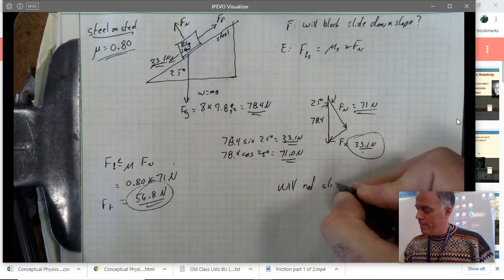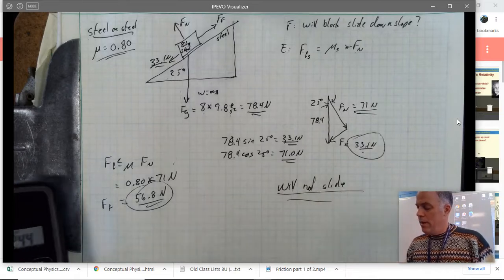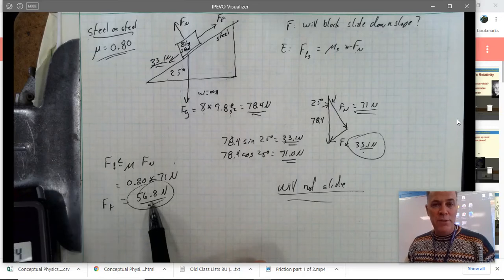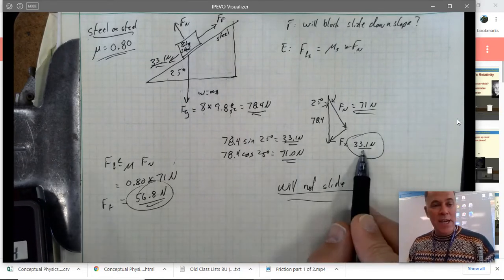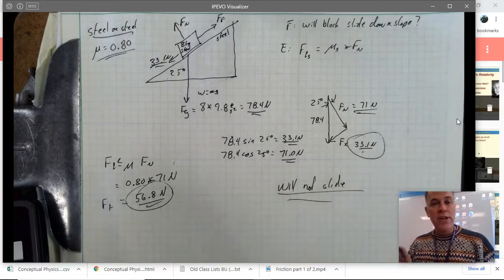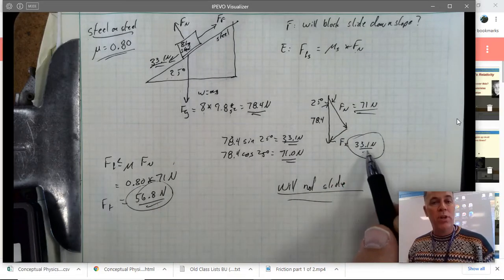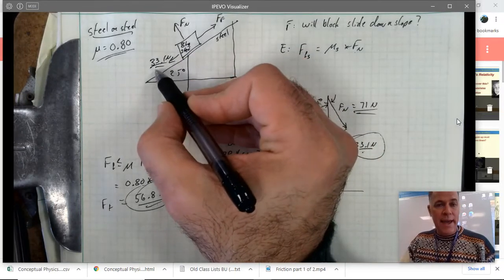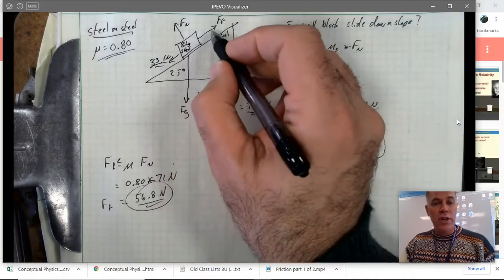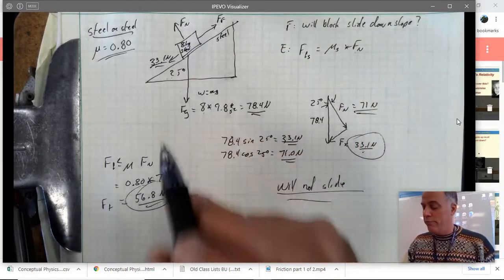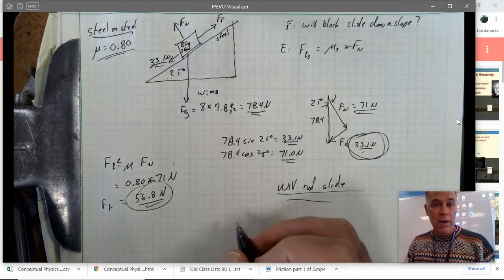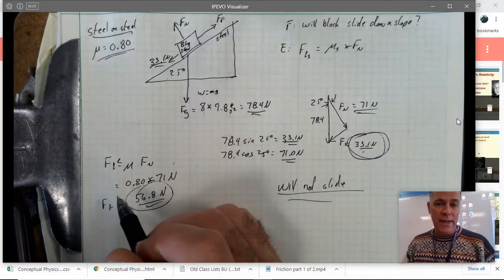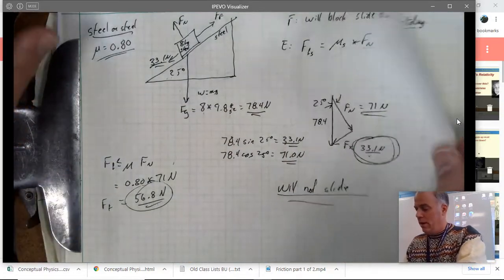Okay, now I want to be very careful to distinguish here. The friction is not equal to 56.8. The friction is actually equal to 33.1 because the friction increases to match the pull that it's opposing. So there's 33.1 newtons of force pulling the block down. And what we figured out is there is enough friction to stop it from sliding. So the friction actually equals this number. But we have confirmed that there is enough friction to keep it from sliding down the slope. Okay? All right, next one.